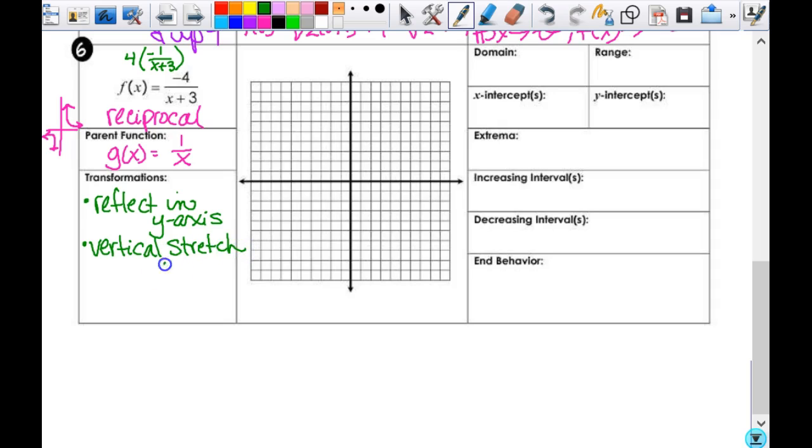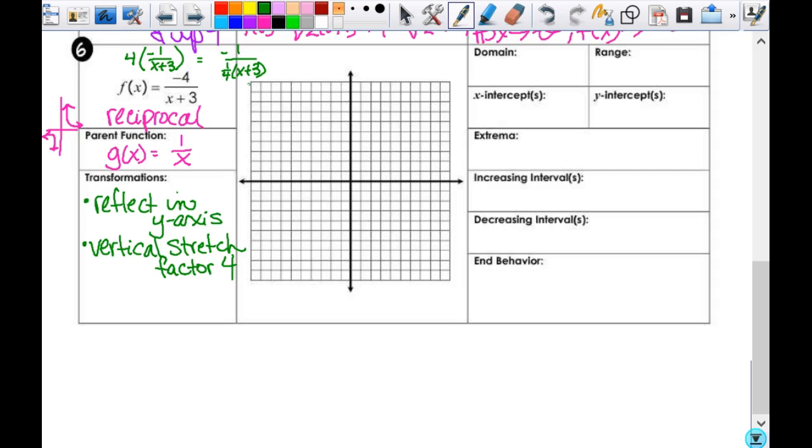And then you could force it into horizontal. I'm going to show you what that would look like. I don't think most of you would think of it like that. I wouldn't necessarily think of it. That wouldn't be the first thing I would try to do. But this could also be written as negative 1 over 1/4 times x plus 3. That has the same value.